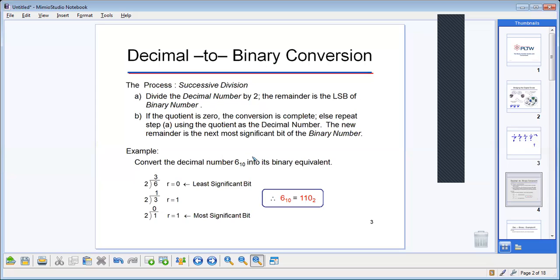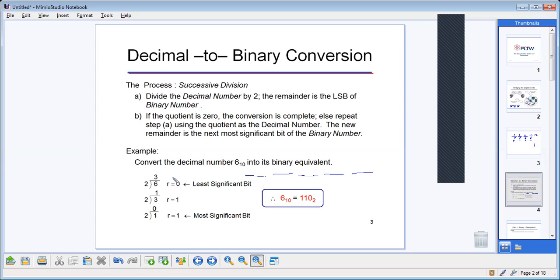Use successive division. So let's say that you're trying to convert 6, that's in the base 10 system, into its binary equivalent. What you would do is you start out with 6, and you're going to divide it by 2 each time. So 6 divided by 2 is 3. My remainder there is 0. So what I have to do is list out a bunch of blank places. I'm going to pretend like I don't know how many are going to be filled.